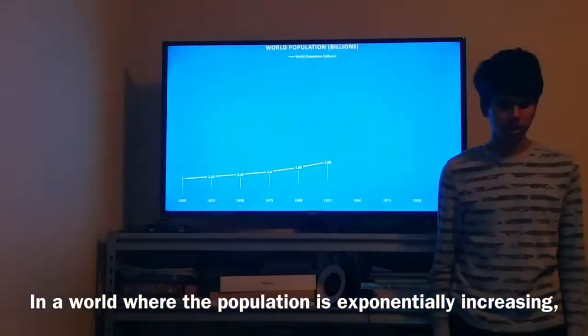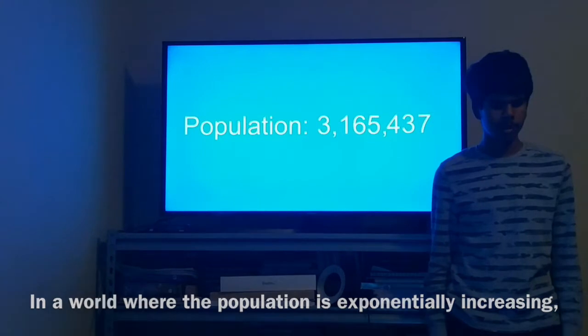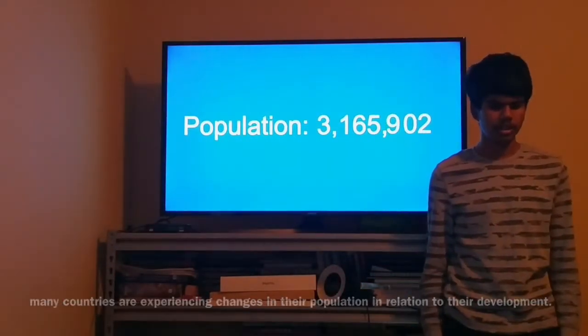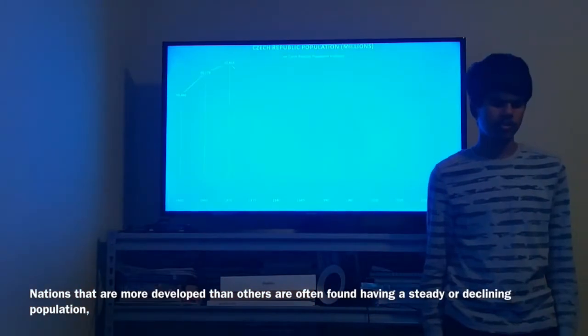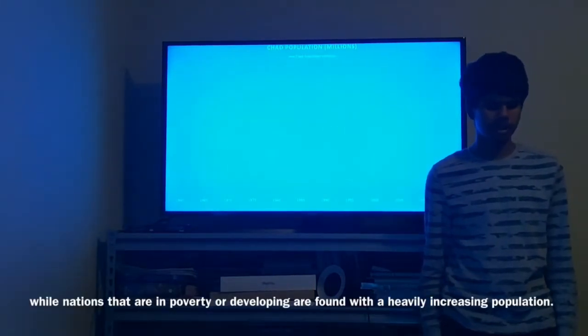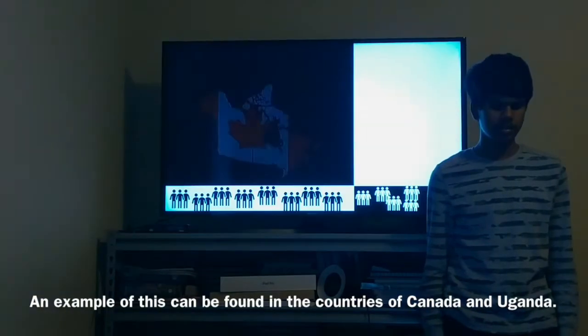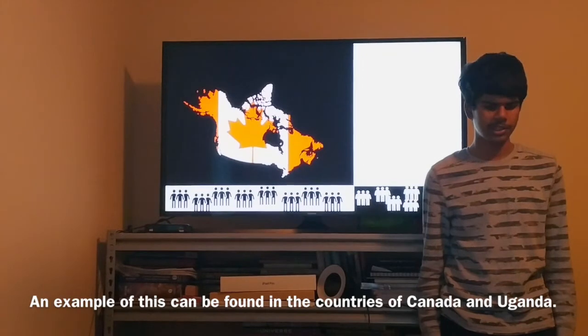In a world where the population is exponentially increasing, many countries are experiencing changes in their population in relation to their development. Nations that are more developed than others are often found having a steady or declining population, while nations that are in poverty or declining are often found having a heavily increasing population. An example of this can be found in the countries of Canada and Uganda.